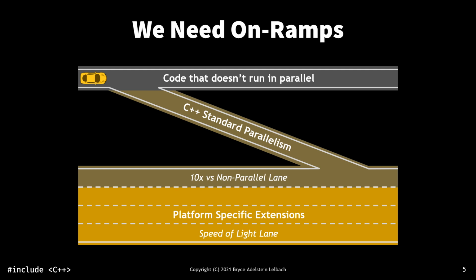So, the C++ committee wants to build an on-ramp to parallel programming. We want to give users easy-to-adopt solutions that are universally portable. We're not aiming to expose all the capabilities of each platform. We want widespread adoption and normalization of parallelism across the C++ ecosystem.